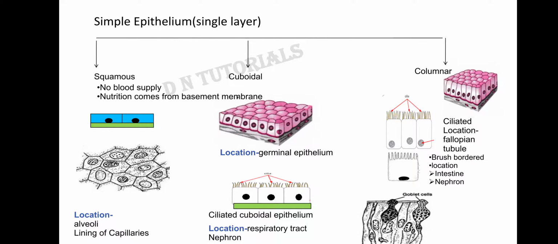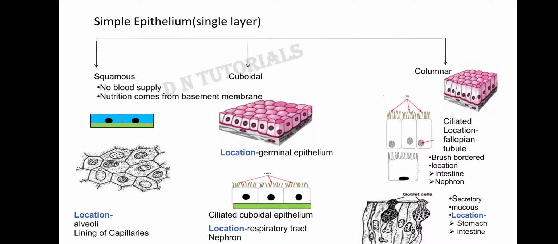The third category is the goblet cell. If the columnar cell gets specialized and it works like some glands, it is called the goblet cell. And these goblet cells are secretory. And what do they secrete? They secrete mucus. They are located in your stomach and your small intestine. They keep your stomach and your small intestine moist.